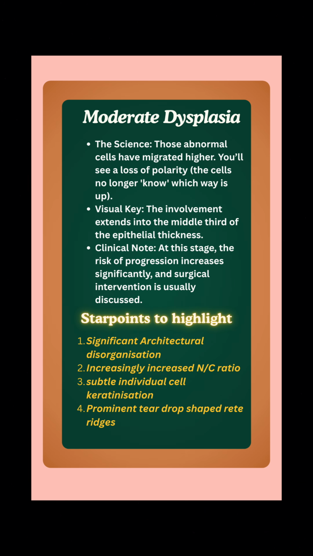Now let's move on to moderate dysplasia. The abnormal cells migrate in the upper direction. You will see a loss of polarity. That is, the cells no longer know which way is upside. They have significant architectural disorganization and an increased nuclear to cytoplasmic ratio. They might show subtle individual cell keratinization, and there are prominent teardrop-shaped rete ridges.